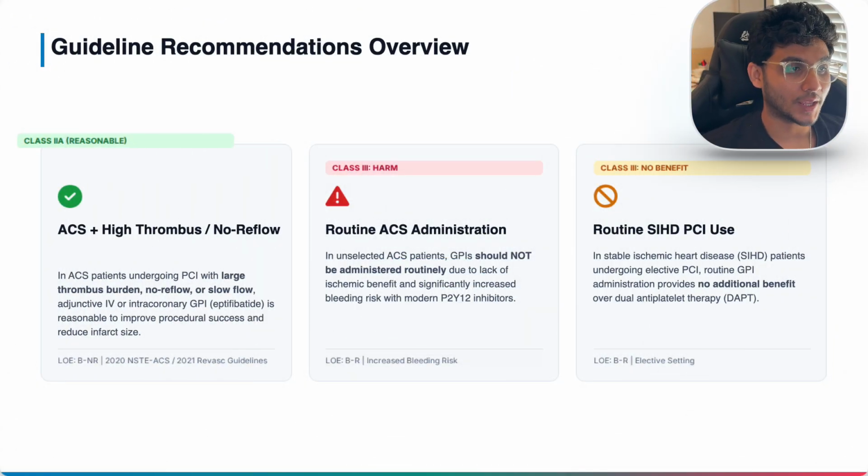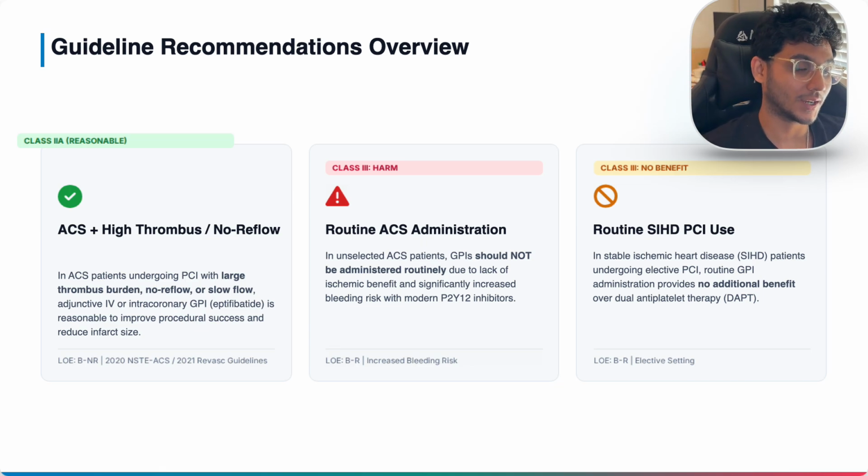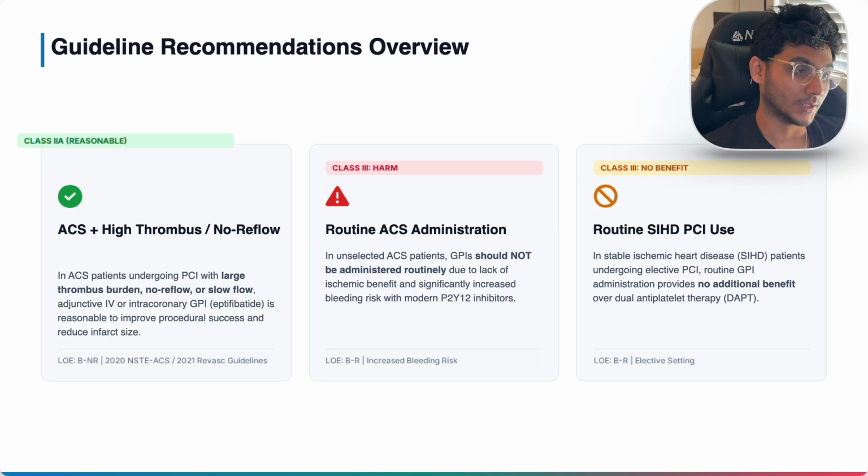Class IIa, a reasonable recommendation, is to start Eptifibatide in those patients who have ACS and during their angiography or PCI procedure, it is discovered that they have a high thrombus burden or they have no-reflow or slow-flow phenomenon. In those cases, it can be considered case by case.